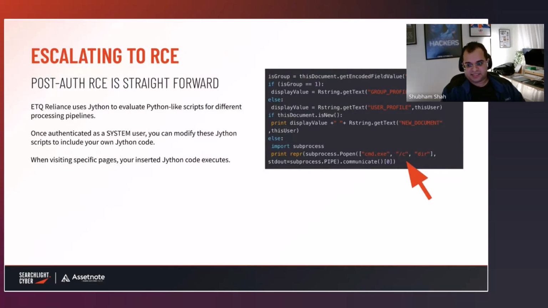After we logged in as the system user, we were able to get RCE quite trivially. We were able to basically use Python to evaluate Python-like scripts for different processing pipelines. We took one of the existing scripts, modified it, and added our own subprocess.Popen. And when we opened up that specific page that would process that script, it executed that command, which proved that our RCE vulnerability was valid.